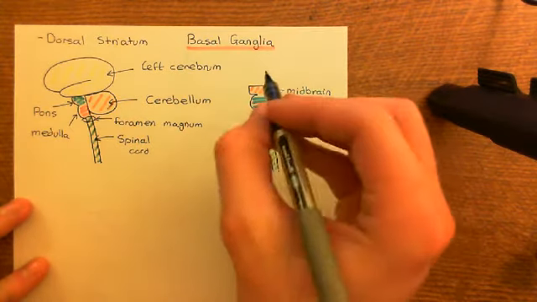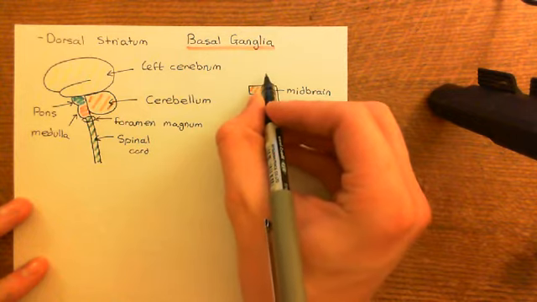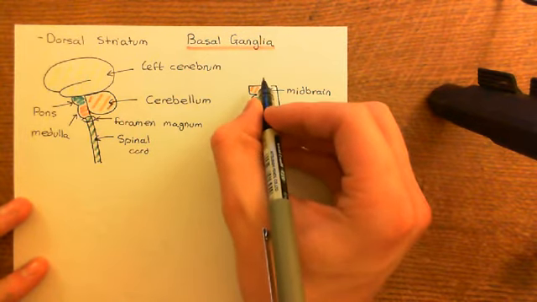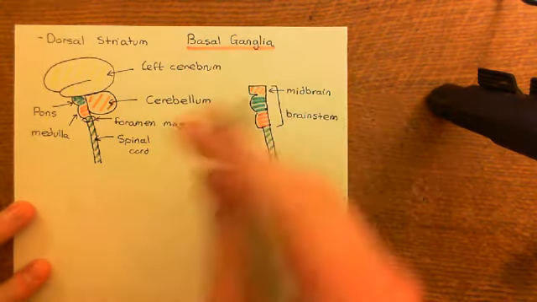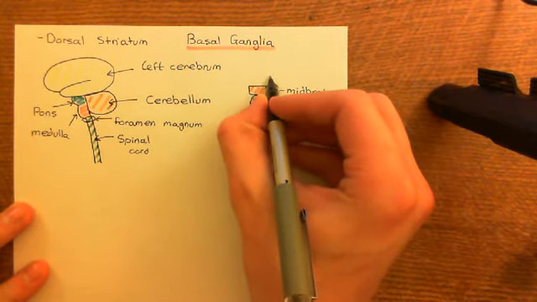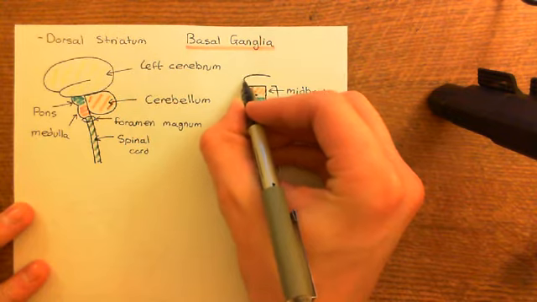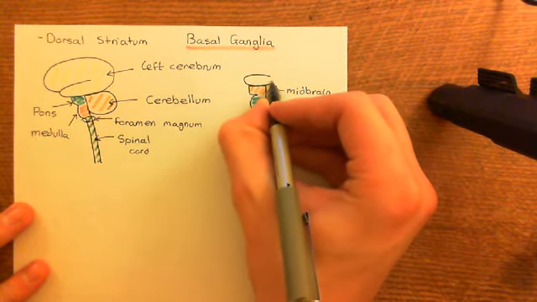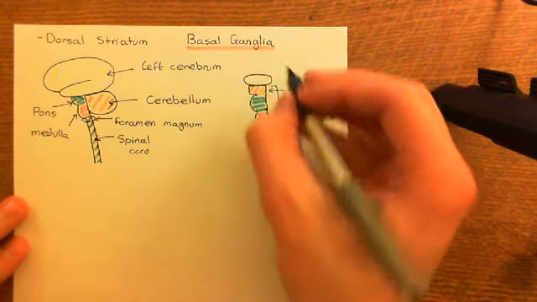Now, when we move above the midbrain, we're now going to go over to having bilateral structures. So we're going to now have the thalami. Now there are two thalami. There's one on each side. There is a left thalamus and there is a right thalamus.